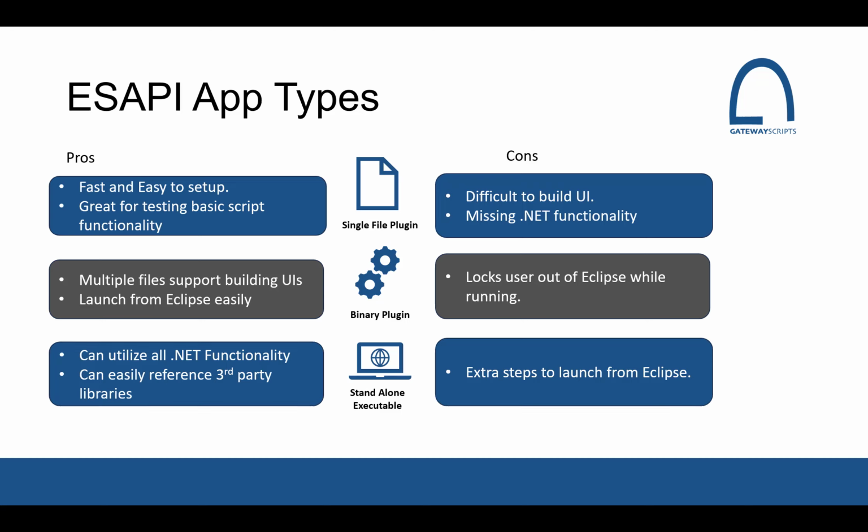You can easily reference third-party libraries for your code. You can build out the application to look really nice. You can use templates. It's very easy to integrate resources into the application. The only drawback to a standalone executable is that there's extra steps to launch it from Eclipse. Because it's an executable, the user will have to go and find it and launch the executable. And that executable will have to exist on the same system where it can find the Eclipse treatment planning system to be able to leverage the Eclipse scripting API. So there's some difficulty in how you actually get it to run.